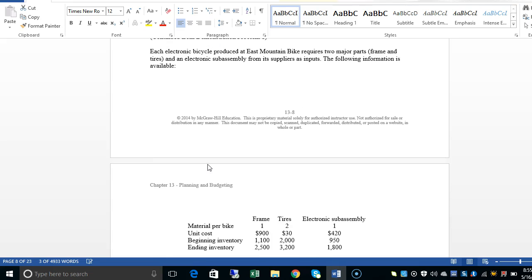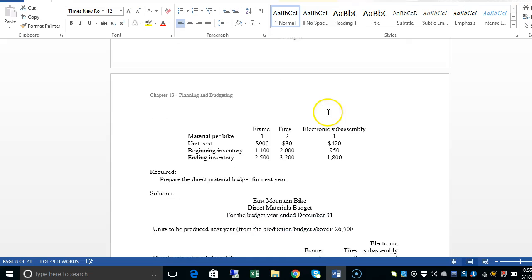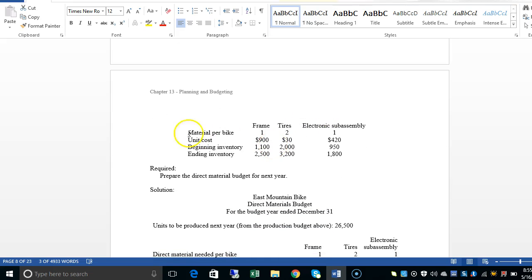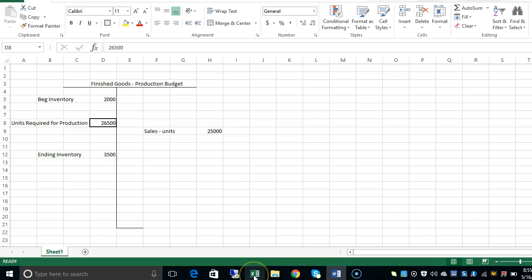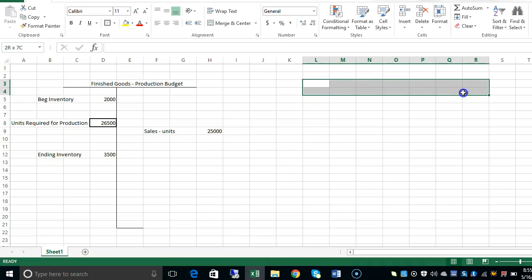So in this problem, our bike requires two parts, a frame and tires. Let's look at tires for a moment. For every bike we make, we need two tires. The cost is $30. Beginning inventory is 2,000. Ending inventory is 3,200. Units to be produced next year from the production budget is 26,500. So what is our purchasing for the year? Rather than do this problem directly, we can use a T account. So let's do a materials purchase budget.